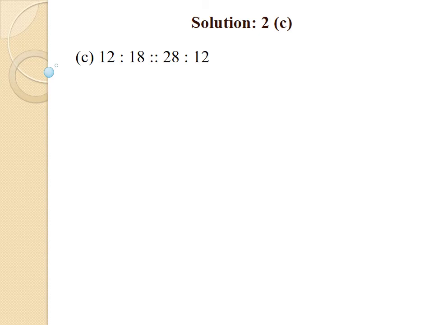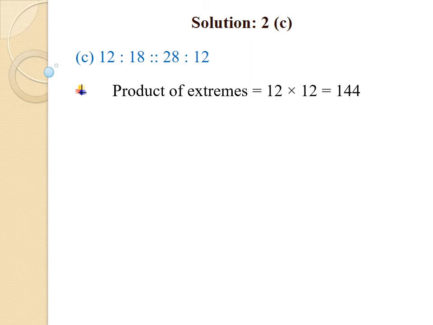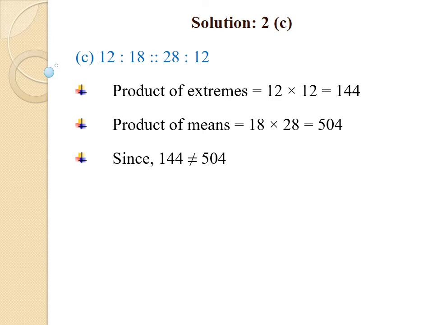Now sum C: 12 is to 18 as 28 is to 12. Product of extremes equals 12 multiplied by 12, which equals 144. Now, product of means equals 18 multiplied by 28, which equals 504. Since 144 is not equal to 504, that is, the product of extremes is not equal to the product of means, the given statement is false.